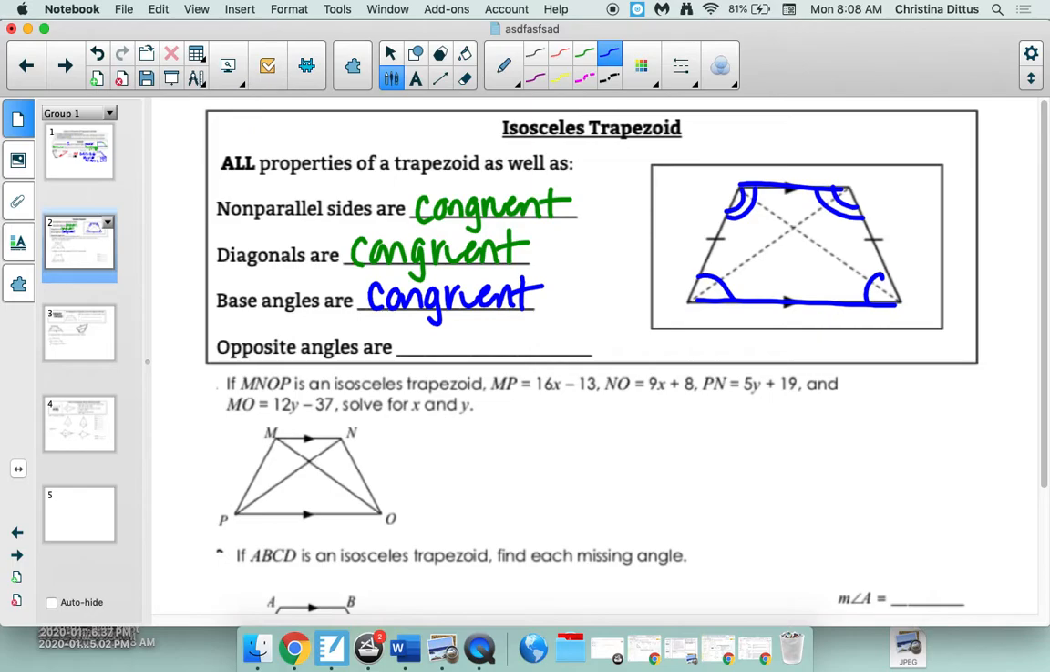Okay, and then just like before, we said that these two add up to 180, right? And we know that these are the same. So if these two add up to 180 and these two are the same and these two are the same, what do you think is true about opposite angles? Are they going to be the same or are they going to add up to 180? They're going to add up to 180. So opposite angles are supplementary.